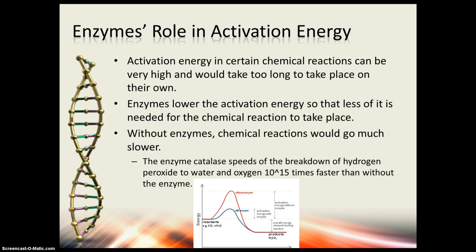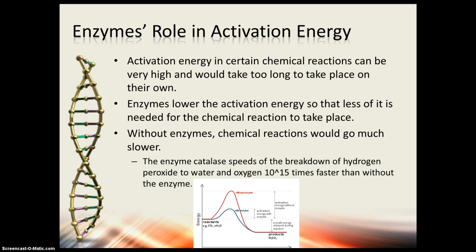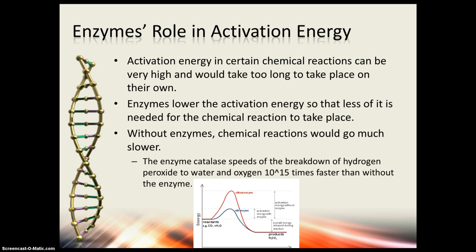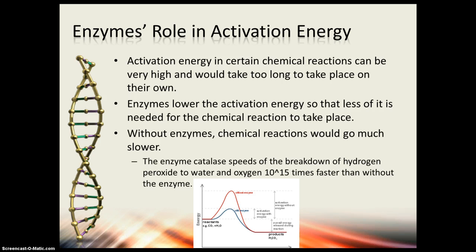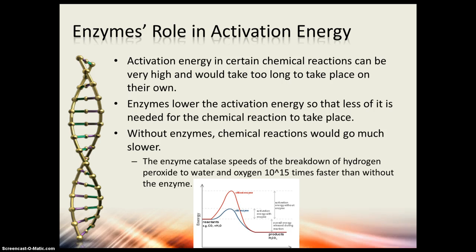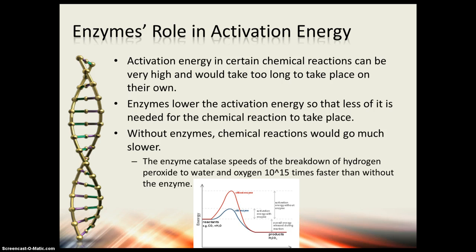Enzymes' roles in activation energy. Activation energy in certain chemical reactions can be very high and would take too long to take place on its own. Enzymes lower the activation energy so that less of it is needed for the chemical reaction to take place. Without enzymes, chemical reactions would go a lot slower in cells. For example, the enzyme catalase speeds up the breakdown of hydrogen peroxide to water and oxygen 10^15 times faster than without the enzyme.